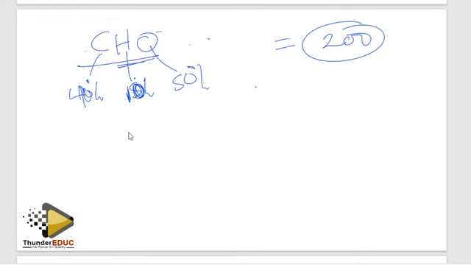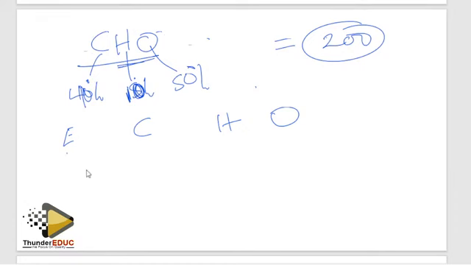So how do I do the empirical formula here? You start with the elements. You have carbon, hydrogen, and oxygen. Then you have the atomic mass of each. This carbon is 12. You look into the periodic table. Then this one is 1.